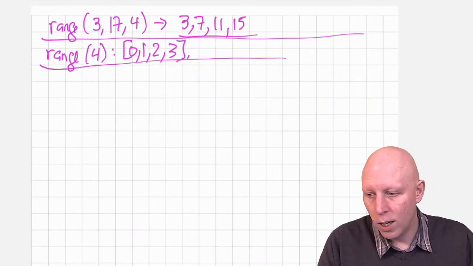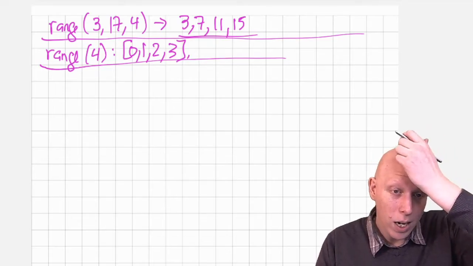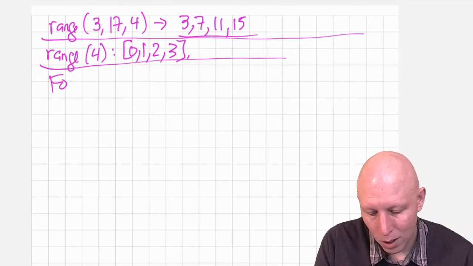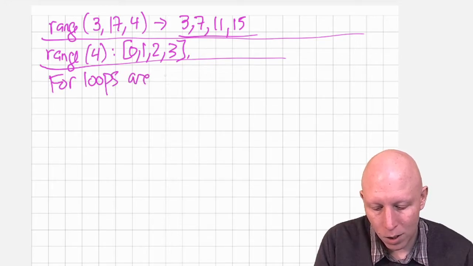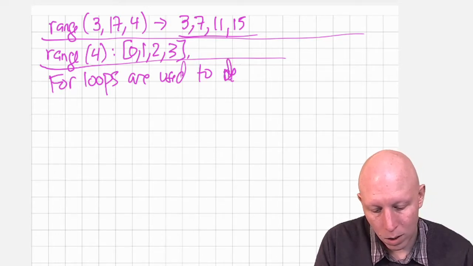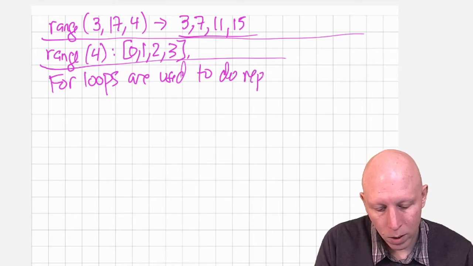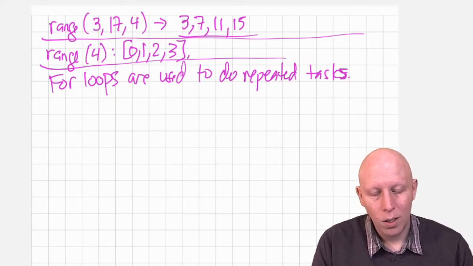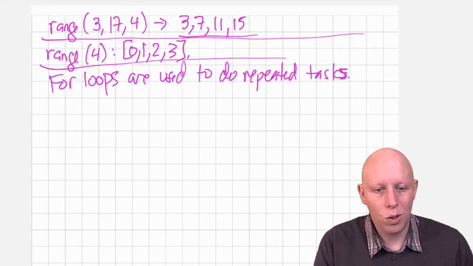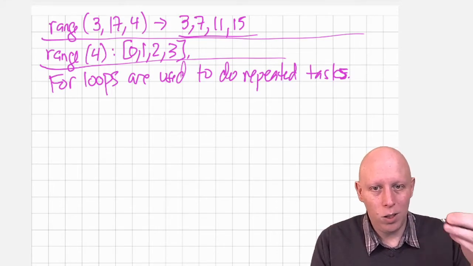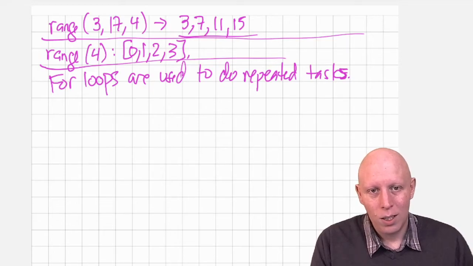Every language has their own way that for loops work. And for loops are used to do repeated tasks. This is why we have computers. If we don't have to do repeated tasks, we can just do them by hand. But if you want to do something and then do it again and then do it again, this is really what computers are good for.